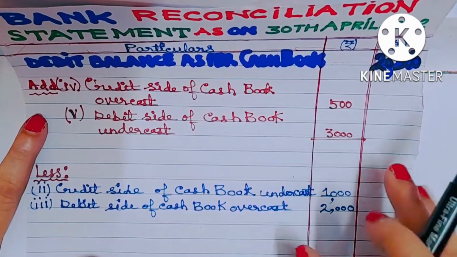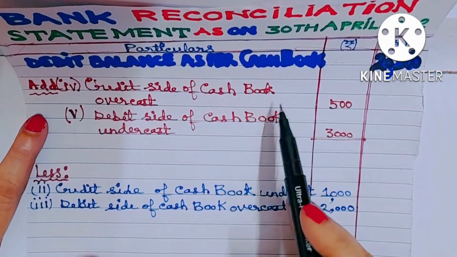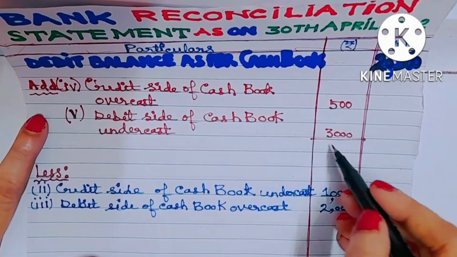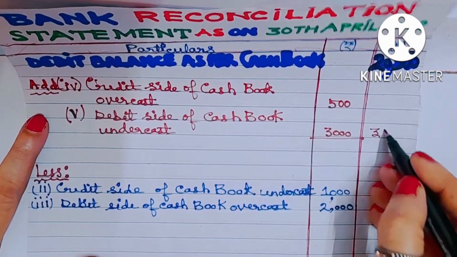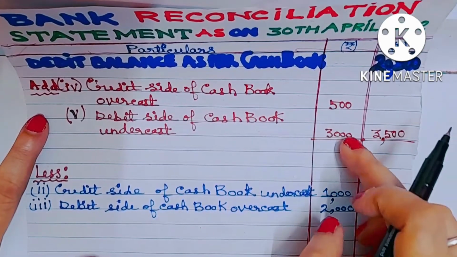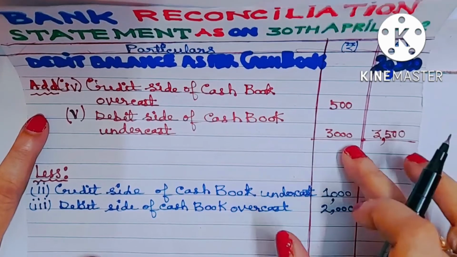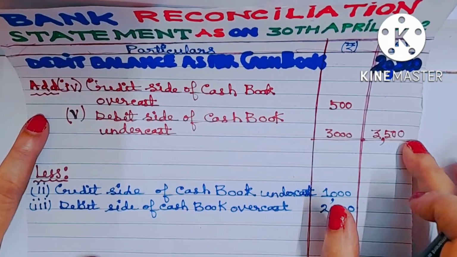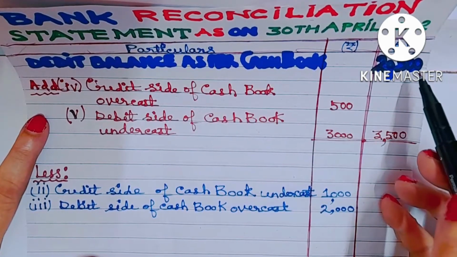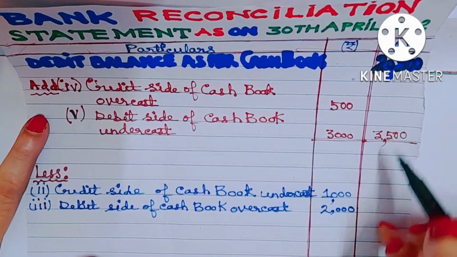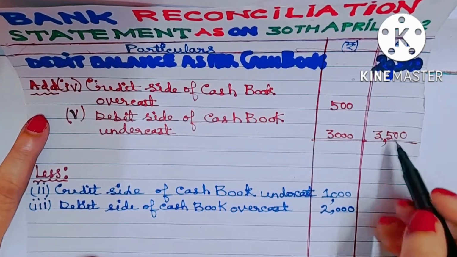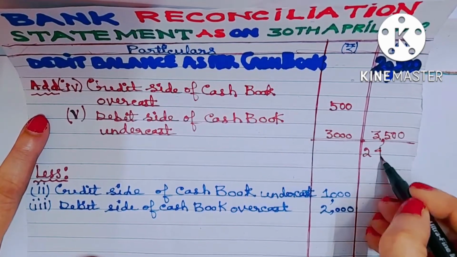How many transactions are there that we have to add? Two, 500 plus 3,000. So 500 plus 3,000 will give you 3,500. We'll write it in the outer column. Okay? 500 plus 3,000 will give you 3,500. We have to write this total in the outer column, the second column. What was our debit balance as per cash book? 20,500. So add 20,500 plus 3,500. If we add 20,500 plus 3,500 we'll get 24,000.